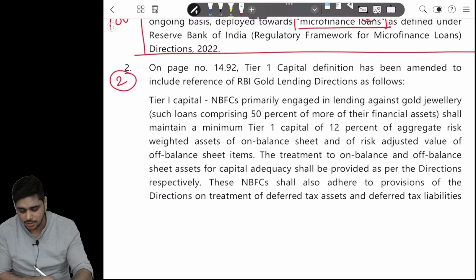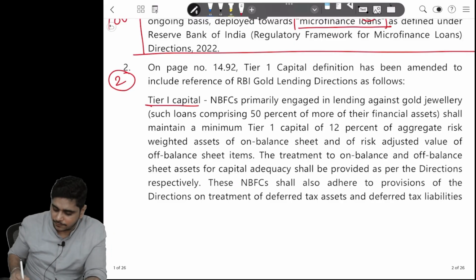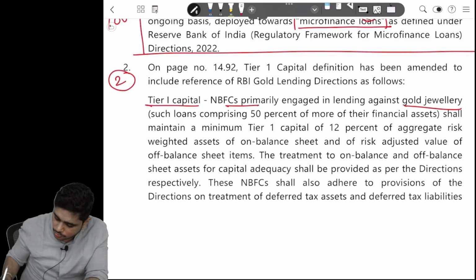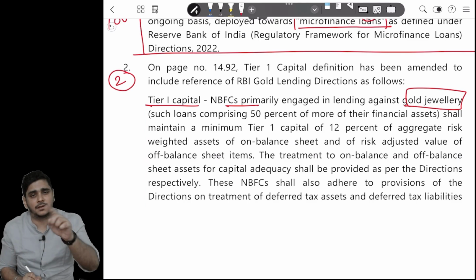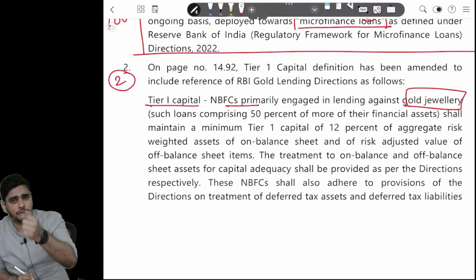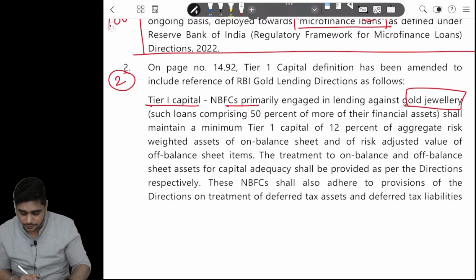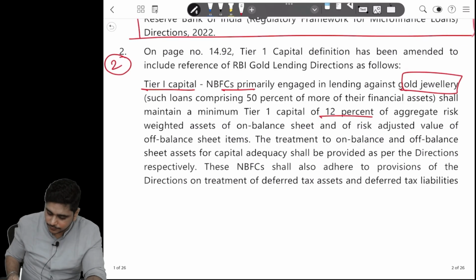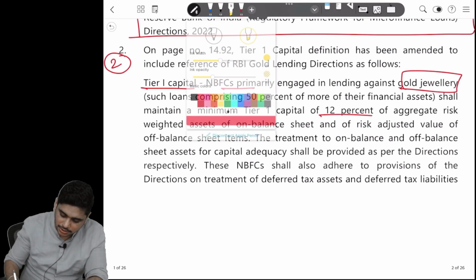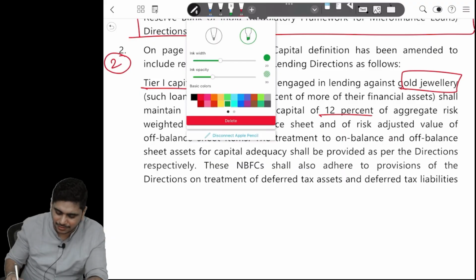What is the clarification? When we calculate tier 1 capital for NBFCs engaged in lending against gold jewelry, you know that tier 1 plus tier 2 should be 15%, out of which tier 1 should be 10%. But if you're doing gold business, tier 1 will be 12%, correct? So what they have added is, when you're calculating the 12%, you need to consider two more things now. As such, there's no change in the answer.